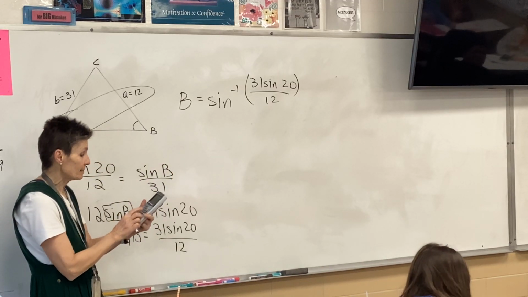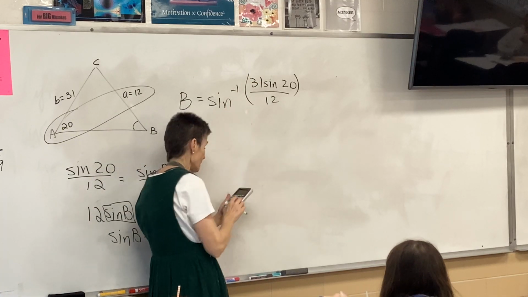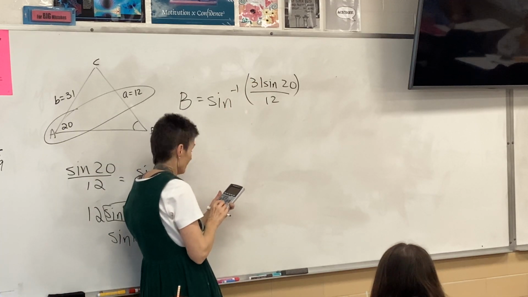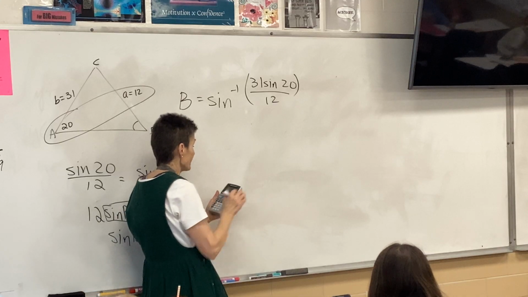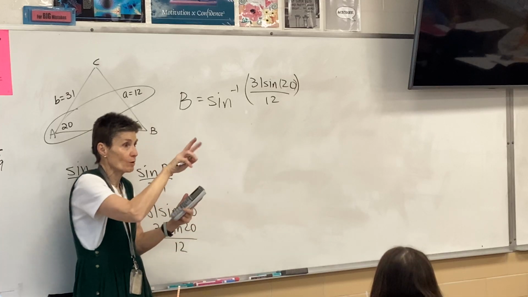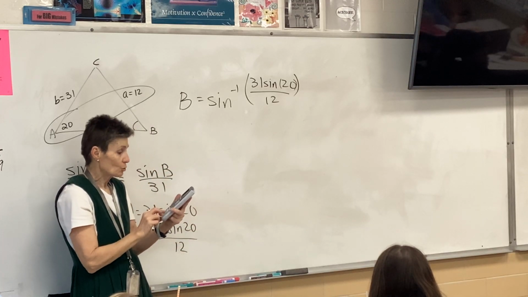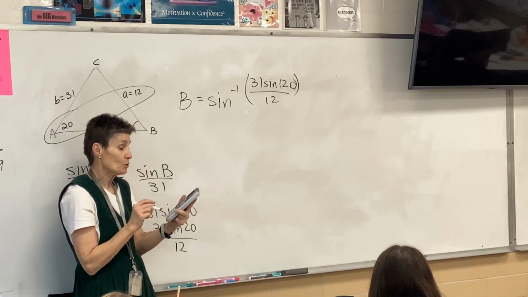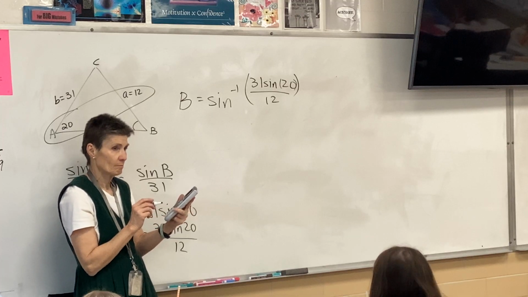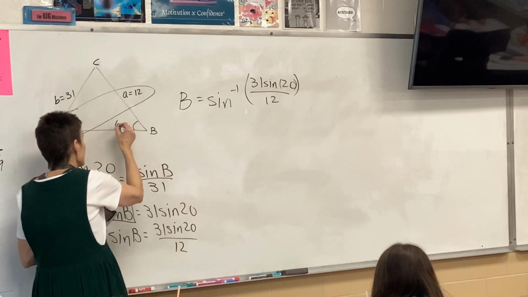So, let's type it in. So second sine, the parentheses come up automatically. 31 sine 20. Now close it around the 20. You always have to close around your angle. And then divide it by 12. Did you get 62.07? So angle B is 62.07.